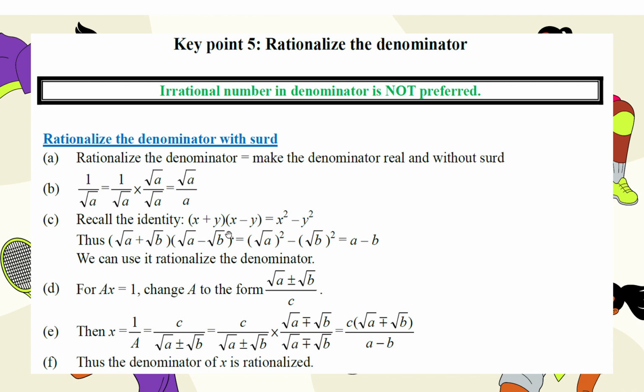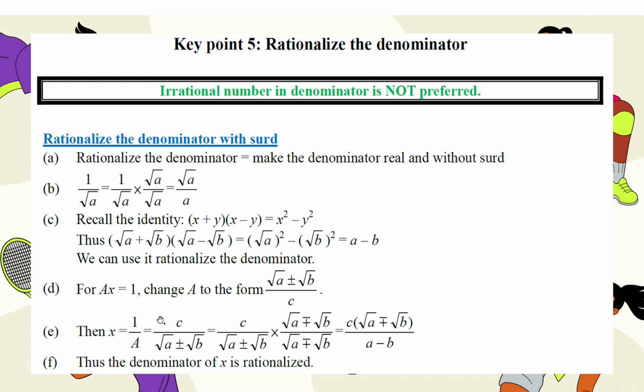And then we recall the identity: x plus y times x minus y equals x squared minus y squared. So how do we use this? Apply it to square root a plus square root b. Multiply by square root a minus square root b, and it becomes square root a squared minus square root b squared. Bingo, a minus b. Wow. We can rationalize this complicated stuff by multiplying by another complicated stuff. Remember, plus multiplied by minus, multiplied by plus.